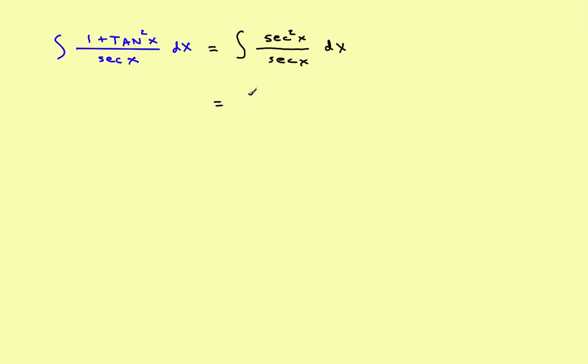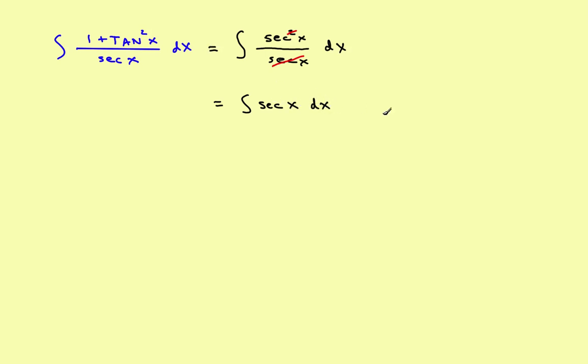Now what that does is this: you've got a secant on the bottom, and you've got a secant squared on the top. So the secant on the bottom cancels out one of the secants on the top, which leaves you with an integral of the secant of x dx.